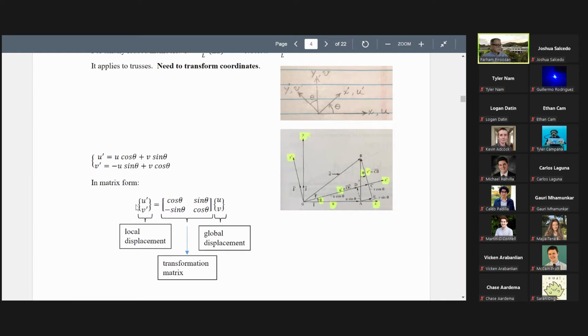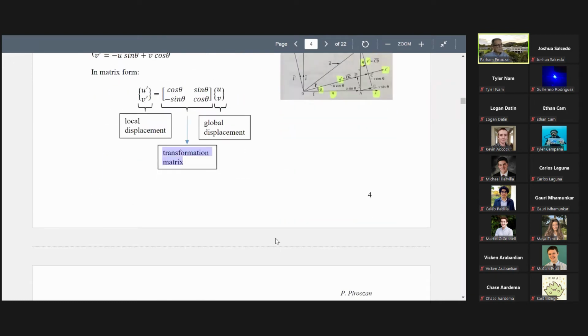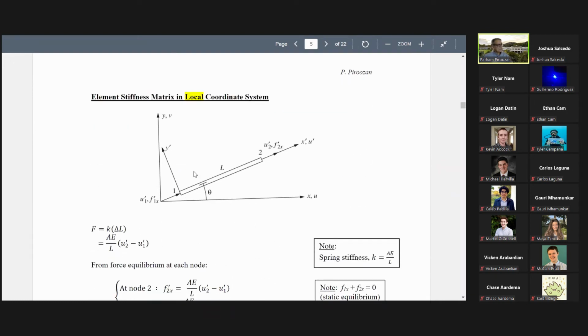We related displacements in local to displacement in global through this one. This is called the transformation matrix. This is transforming them. All right, that is the transformation of these matrices. Let's now move on to the element stiffness matrix in the local coordinate system.